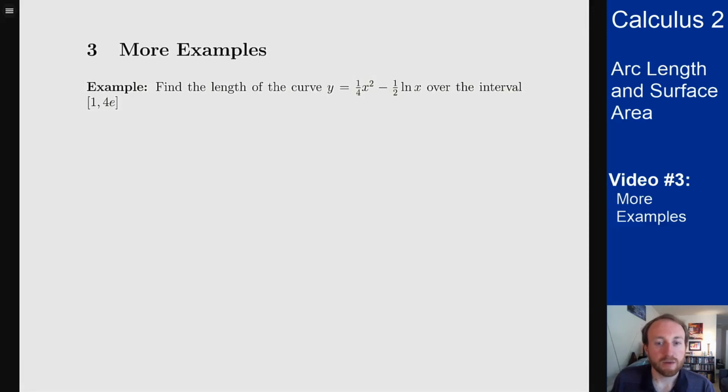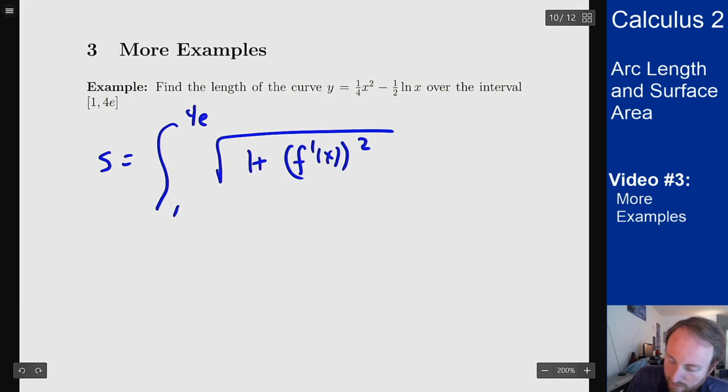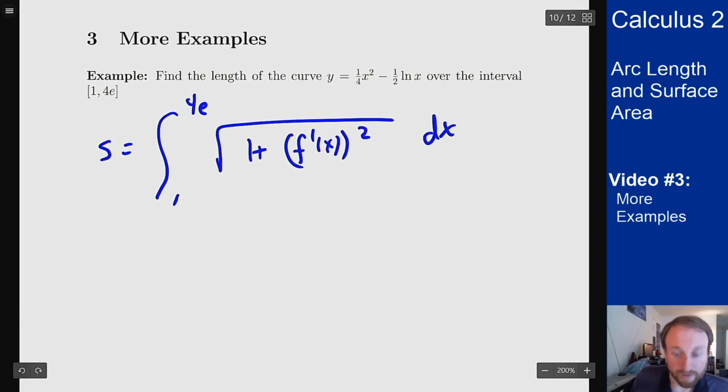In this video, we'll talk about a couple more examples of finding lengths of curves using the standard arc length formula. The first one is to find the length of the curve y equals 1/4 x squared minus 1/2 ln x over the interval from 1 to 4e. Based on our standard formula, this should be calculated by s is the integral from 1 to 4e of the square root of 1 plus f prime of x squared dx. So let's work out what this is.